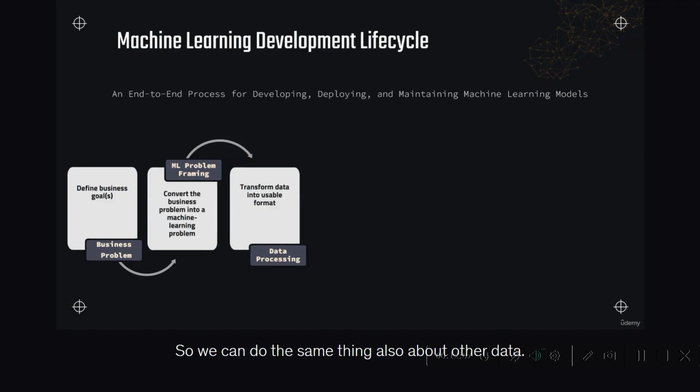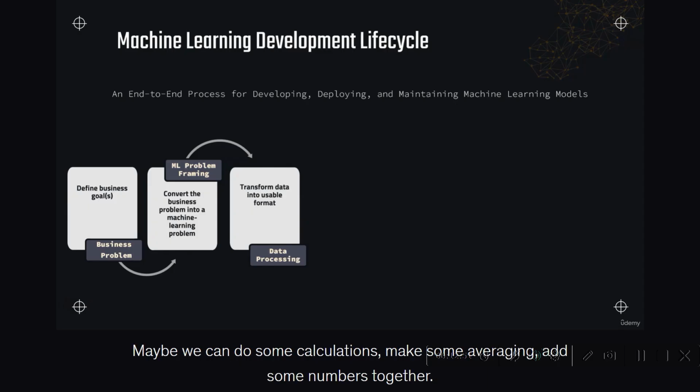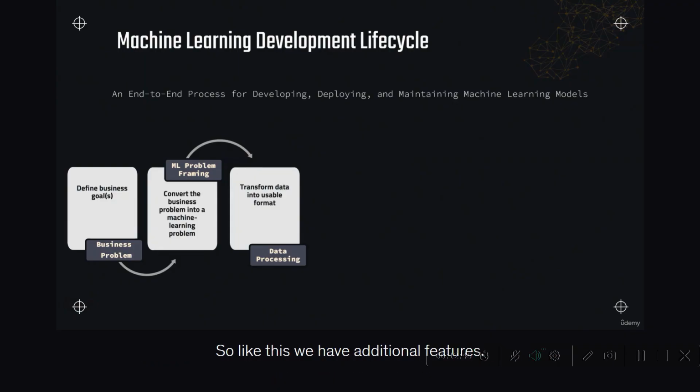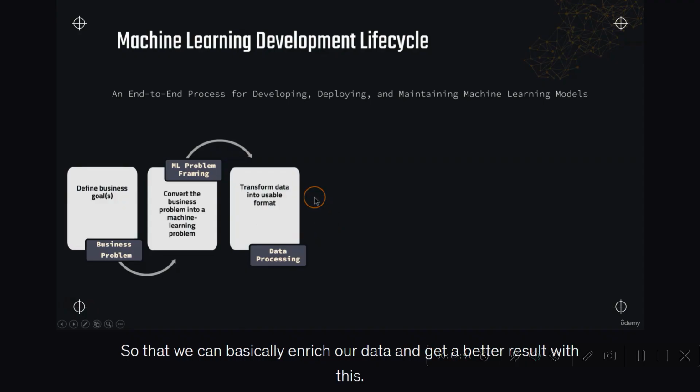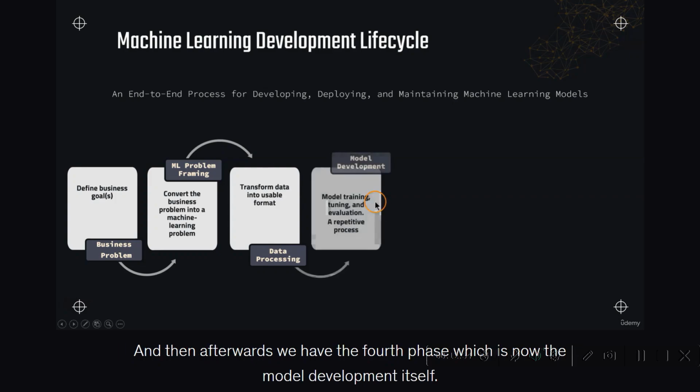So we can do the same thing also about other data. So this can all be engineered, put together. Maybe we can do some calculations, make some averaging, add some numbers together. So like this, we have additional features. This is why we call it feature engineering, so that we can basically enrich our data and get a better result with this. And then afterwards, we have the fourth phase, which is now the model development itself.